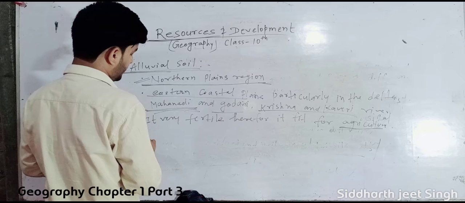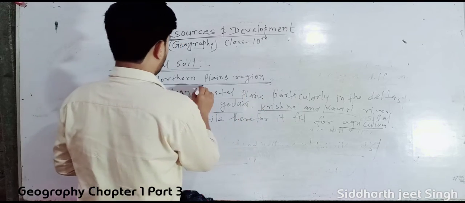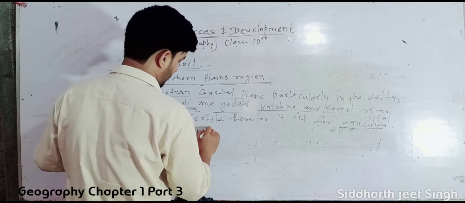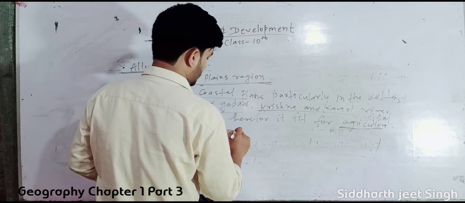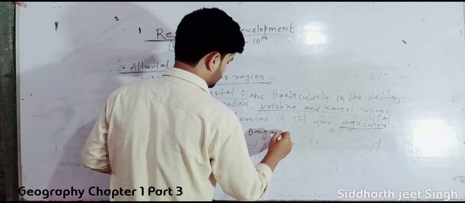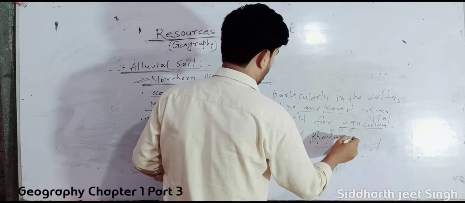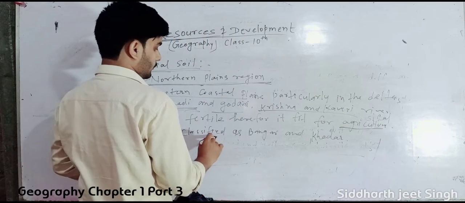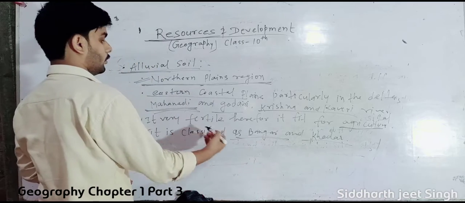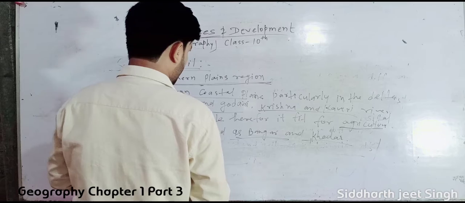On the basis of age, alluvial soil is classified into two types, Bangar and Khadar. Old alluvial soil and new alluvial soil are also called Bangar and Khadar soil.